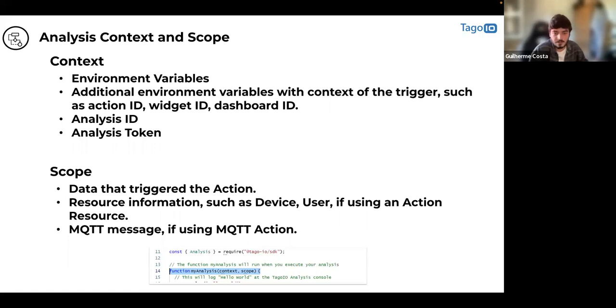We have two more points there: resource information, such as device, user, and action resource as well, if using one. And for an MQTT message, it sends the MQTT as well. So it's pretty much valuable information that you need to run your analysis.